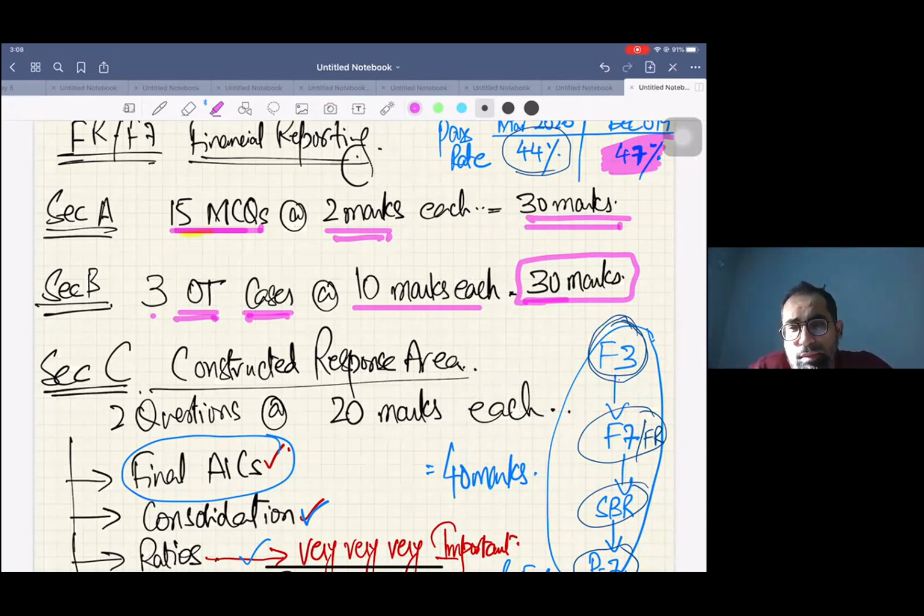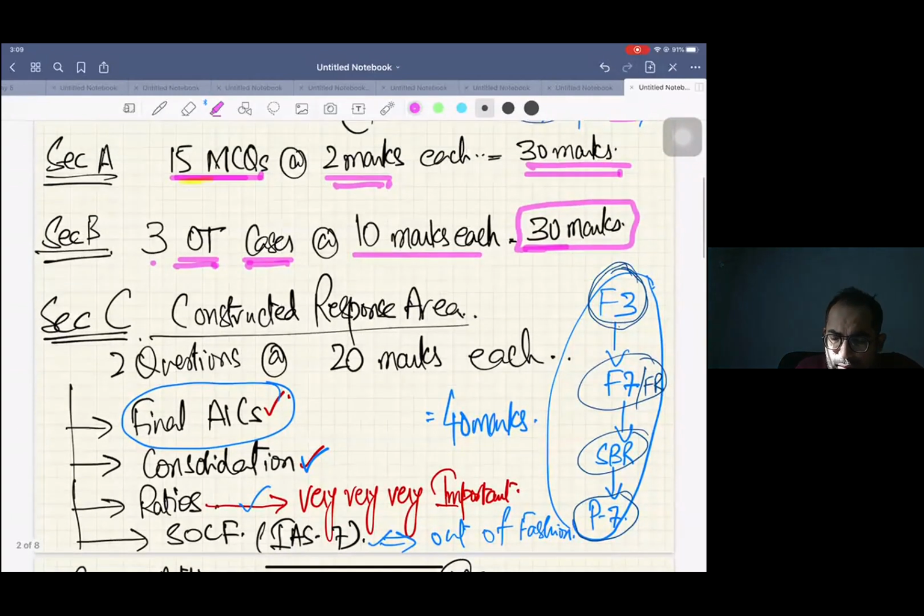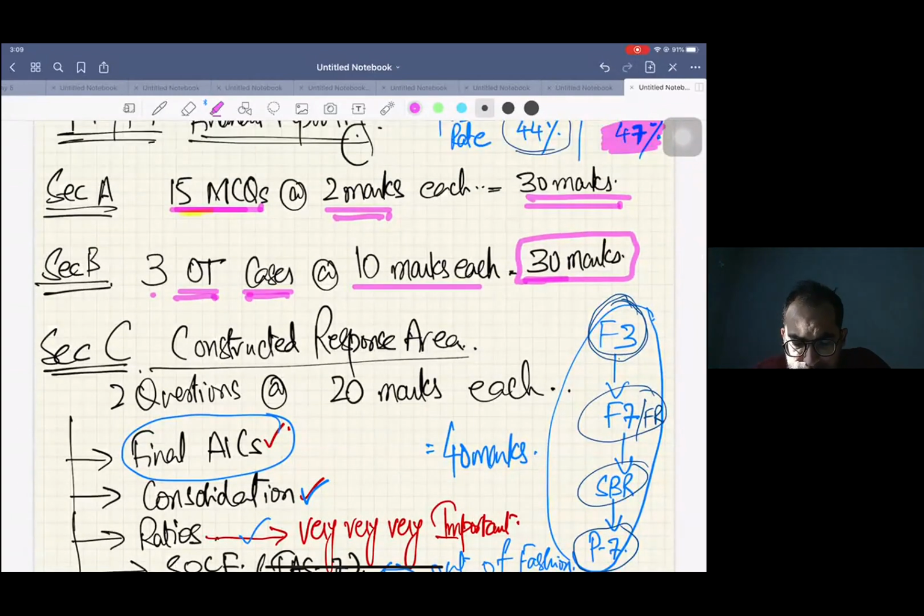So now the question is, sir, what comes in OT cases? Normally they test IFRS. In the recent attempts they have tested IFRS 15 in OT cases. They have tested IFRS 16 leasing in OT cases, right? So normally this area comes from IFRS. Now, section C. Section C is the constructed response area, or sometimes we call it constructed response questions, CRQs, right?